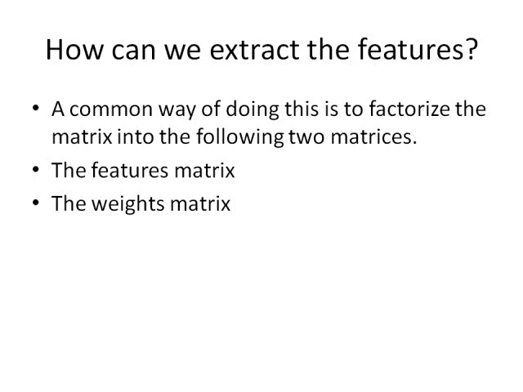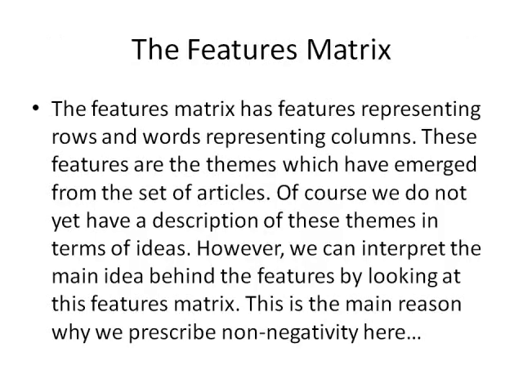A way of doing this is we factor the matrix into two smaller matrices, the features matrix and the weights matrix. These are going to be non-negative matrices. The features matrix is going to have rows as features and columns as words, and the weights matrix is going to have rows as articles and features as columns. So these features are basically the themes that we're trying to understand that are in the articles.